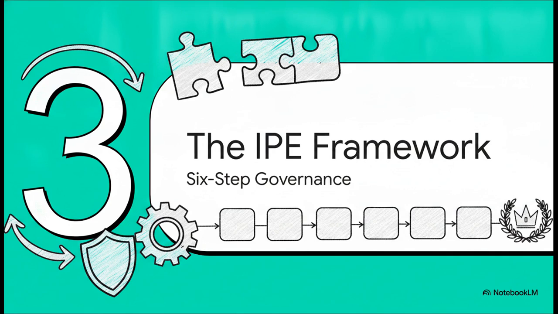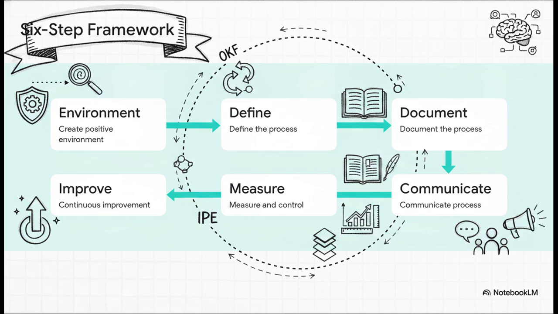Enter the IPE framework, a 6-step governance layer. This deployment framework maps seamlessly onto the OKF lifecycle. Step 1 establishes ownership before a single word is even typed out. Step 2 defines what actually deserves to be an OKF concept in the first place.